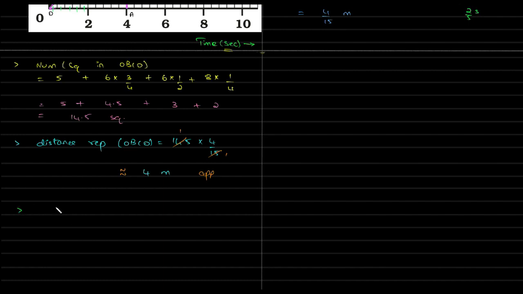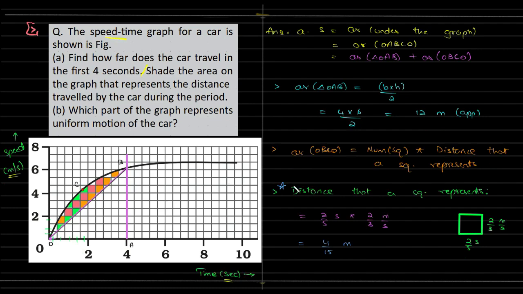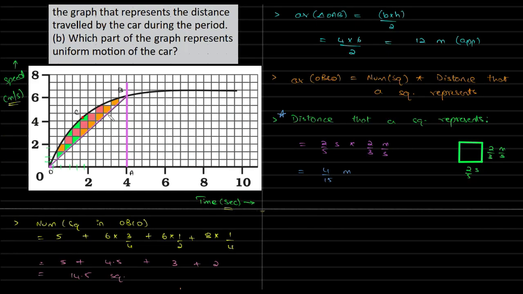Now let's look at the total distance, which is sum of 4 meters plus 12 meters, which represents 16 meters approximately. So this is your answer. Okay. So this is your first answer. There's second one also, my bad.